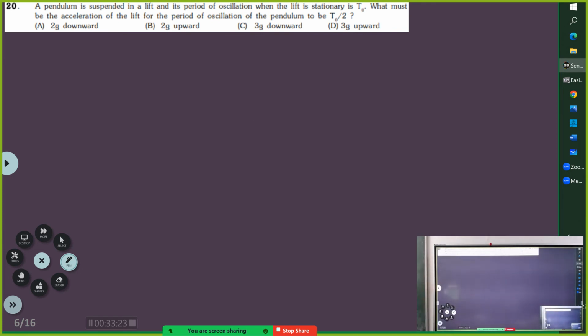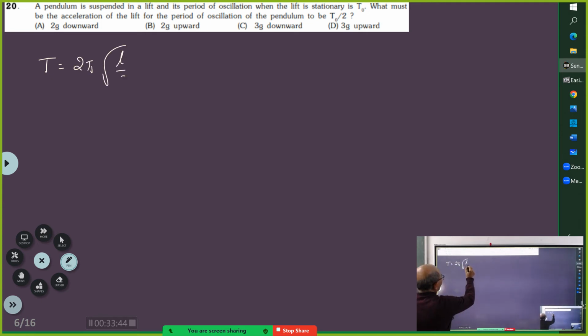A pendulum is suspended from the lift, and the pendulum at T naught. What must be the acceleration of the lift? Come on, all of you solve this quickly. Now your speed should pick up, because you have solved similar situations before. Therefore, it should become T naught by 2, obviously.